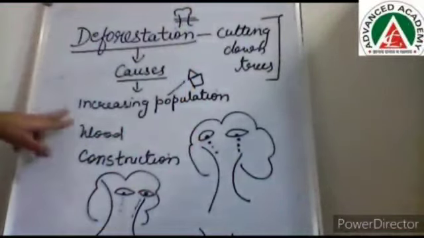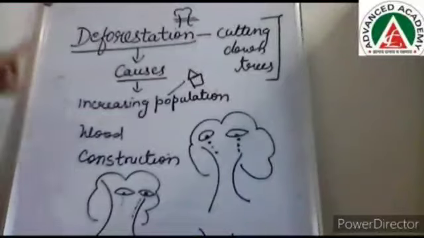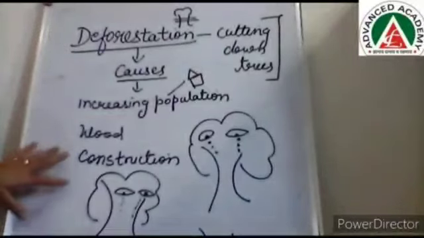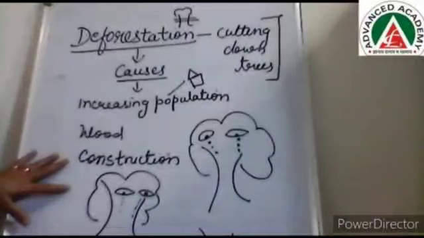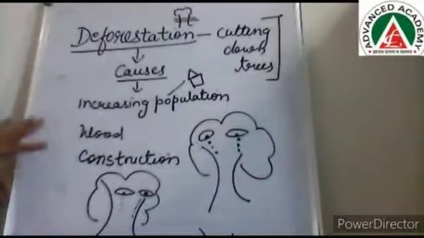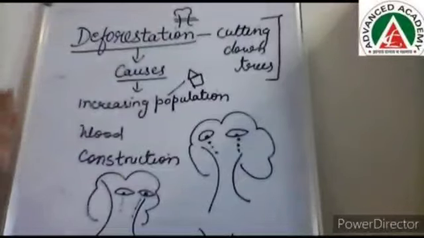First one is increasing population. People need wood. In villages, people are using wood as a fuel to cook food. For construction purposes, dams are constructed, buildings are constructed, offices are constructed. Roads and railways are constructed. Many things are there that make people cut down trees, and that is the reason we are facing many problems because of cutting down of trees.